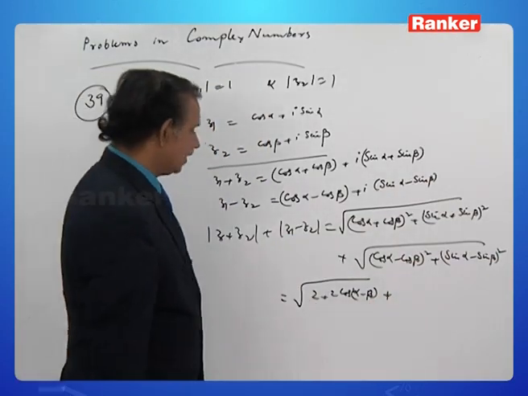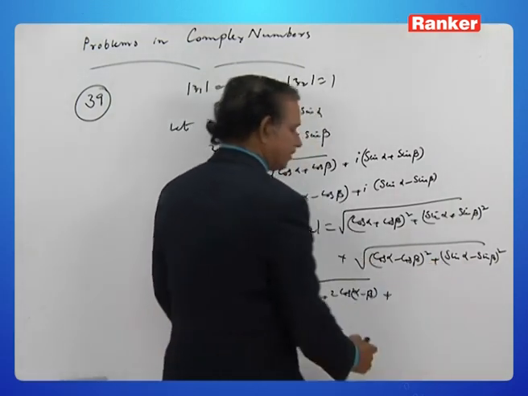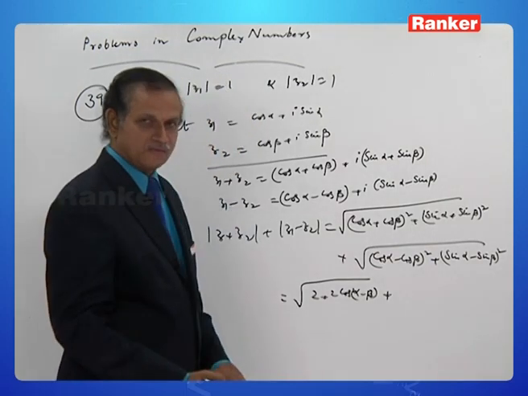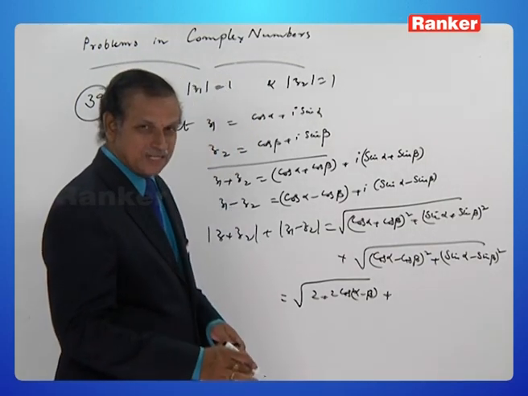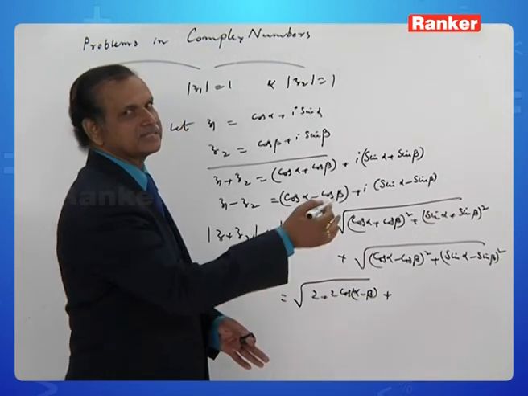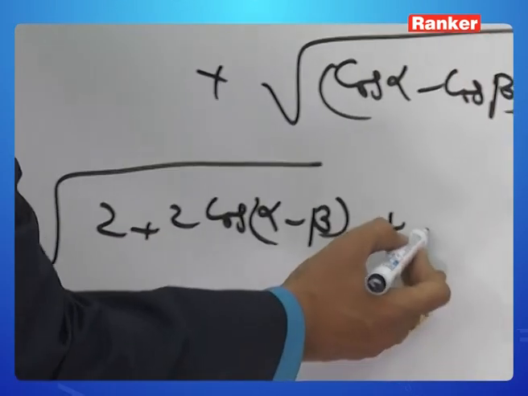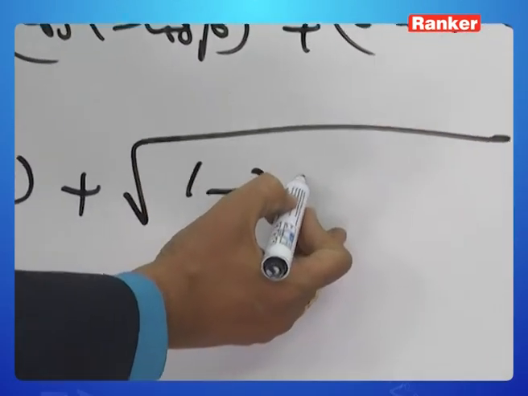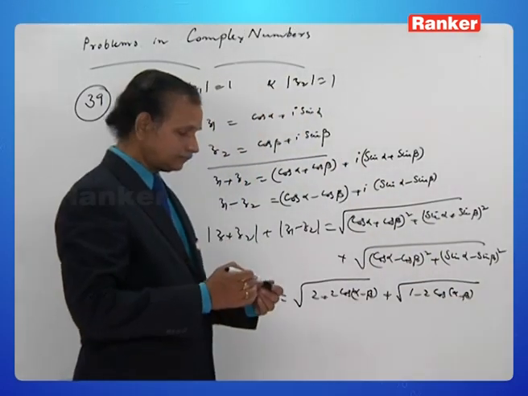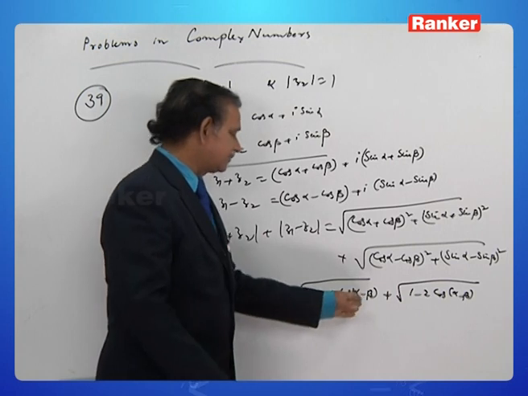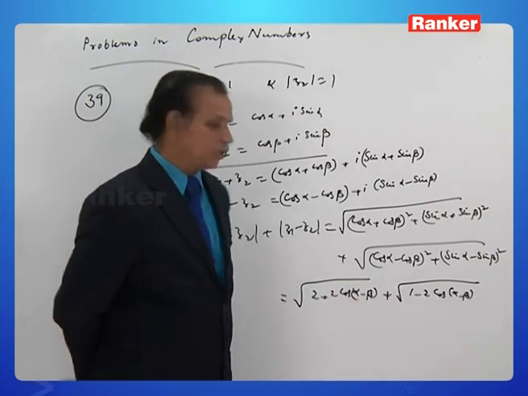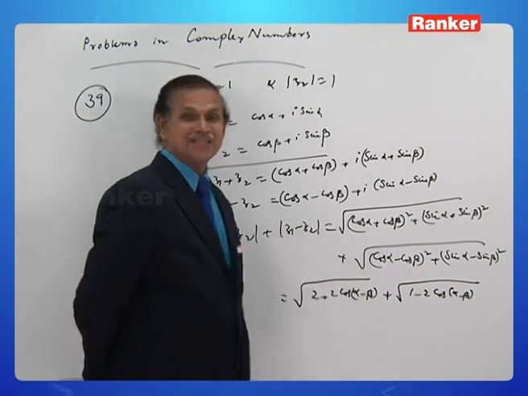Again, the second one, cos square alpha plus sine square alpha, okay. Cos square beta plus sine square beta is also okay. 1 plus 1, 2. Of course, here you will get minus 2 out. Minus 2 into cos alpha cos beta plus sin alpha sin beta. That is root of 2 minus 2 cos alpha minus beta. Well, let me take this alpha minus beta as some theta in my mind. How does it look? 2 into 1 plus cos theta.